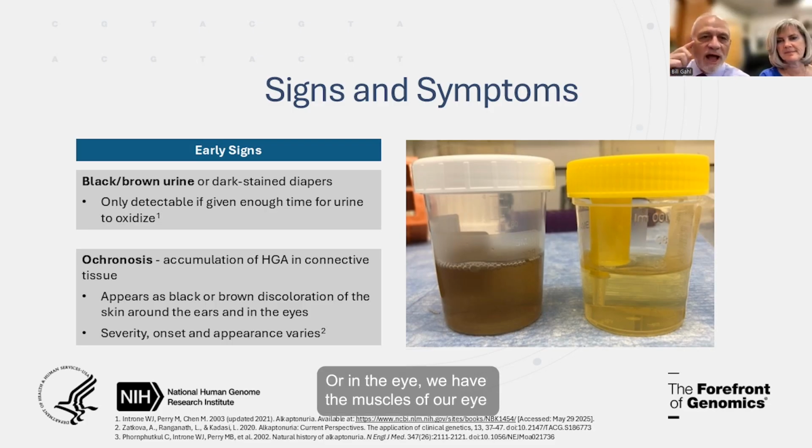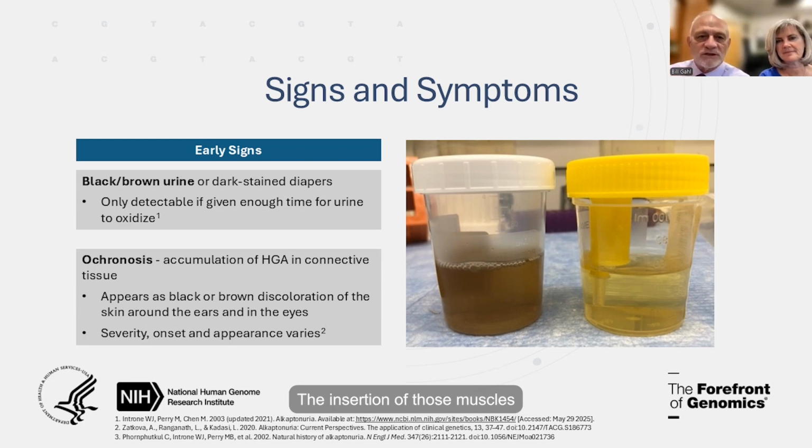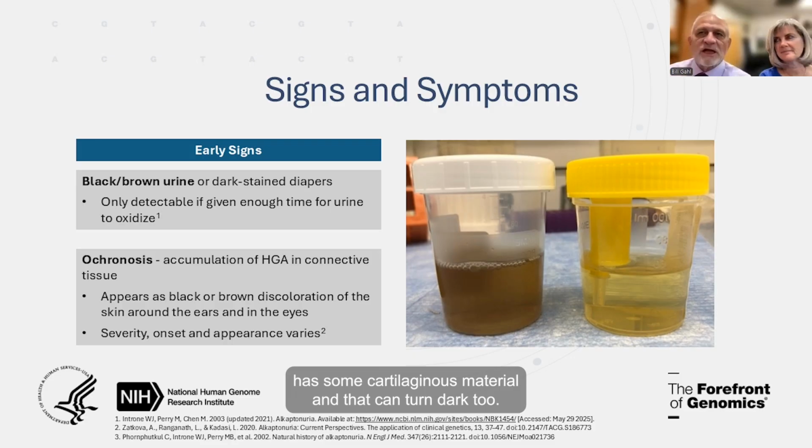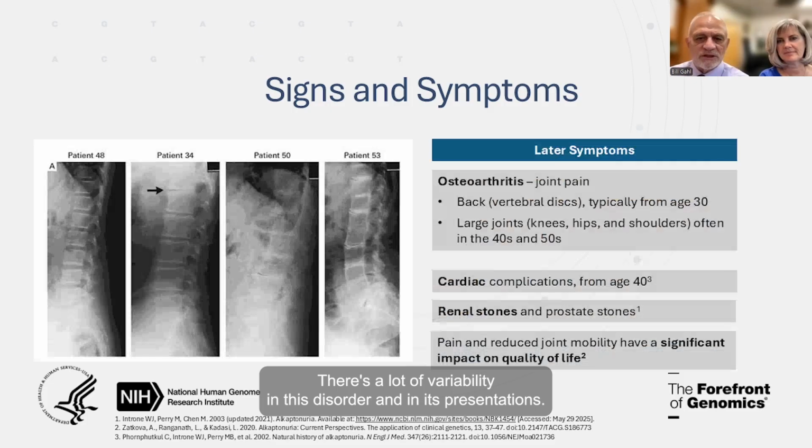Or in the eye, we have the muscles of our eye moving us left and right and up and down and obliquely, etc. The insertion of those muscles has some cartilaginous material, and that can turn dark too. So you can have a spot that's really to one side of the pupil that's black, and that is a sign of ochronosis as well. There's a lot of variability in this disorder and in its presentations.